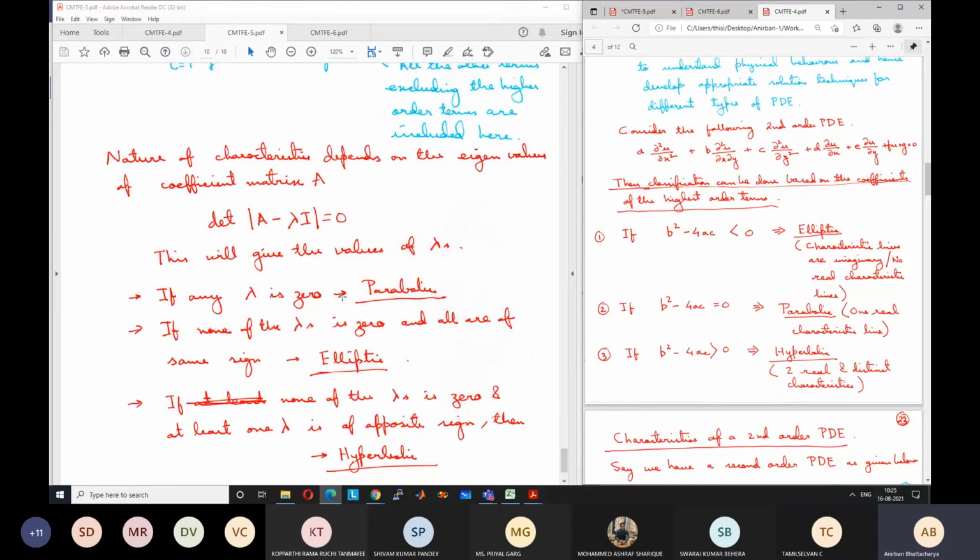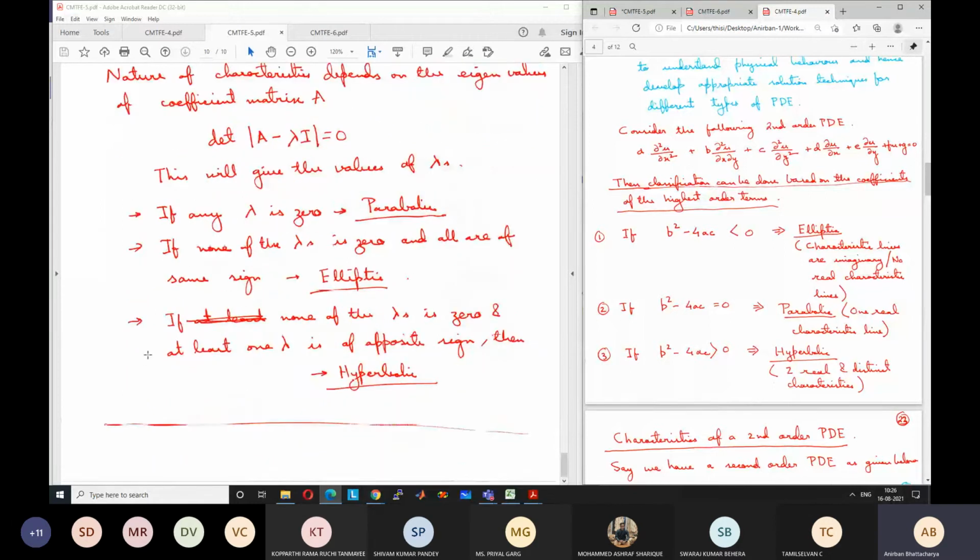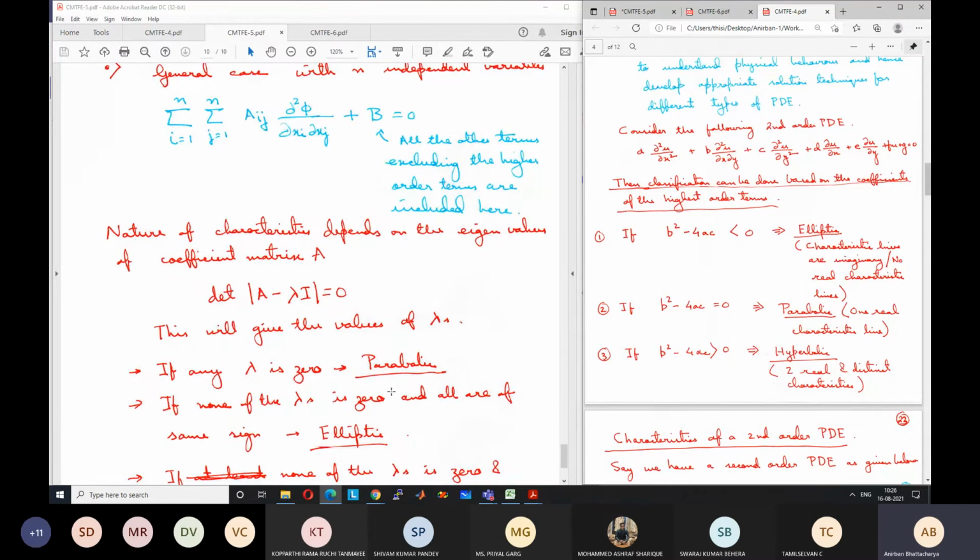Let me repeat again. If at least one zero is there, it automatically becomes a parabolic equation. If there are no zeros, then if they are all of the same sign, it is elliptic. If they are not all of the same sign, it becomes hyperbolic. This is the general form which gives us the nature of the equation. It is valid for the second order case, but for n independent variables.